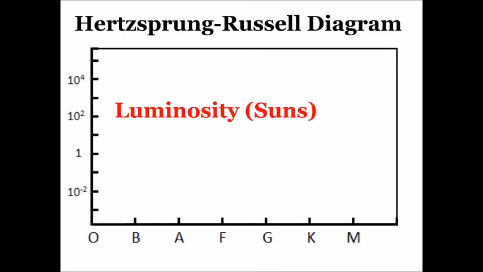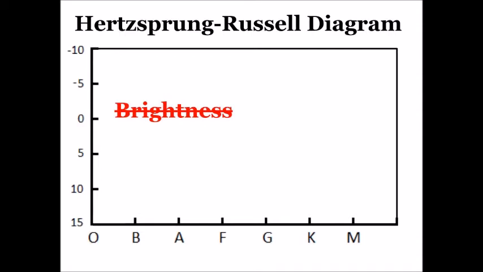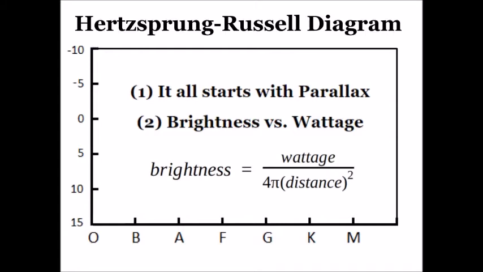And look, with this diagram, there's room for stars with a luminosity of 10,000 suns, which is crazy. But none of them, of course, are as bright as the sun, which is so close. Nice diagram, but it's empty. Time to fill it in. But how? It all starts, say it with me, with parallax. That tells us distance. Next, measure brightness. That way we can find wattage or luminosity or absolute magnitude or whatever you want to call it.